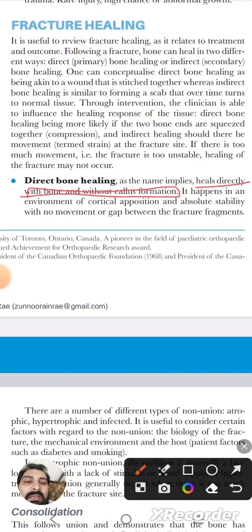Primary bone healing, or direct bone healing, happens when there is cortical opposition and absolute stability. The most important thing is rigid stabilization of the fracture. There is absolute stability and no gap between the fracture fragments. The fracture has been fixed in such a way that there is no movement at the fracture site, with very rigid and stiff fixation. Direct bone formation will occur without the formation of callus. It occurs when the fracture is stabilized with compression plates.